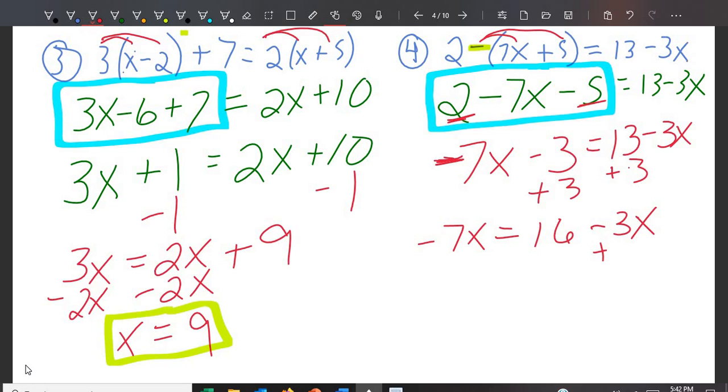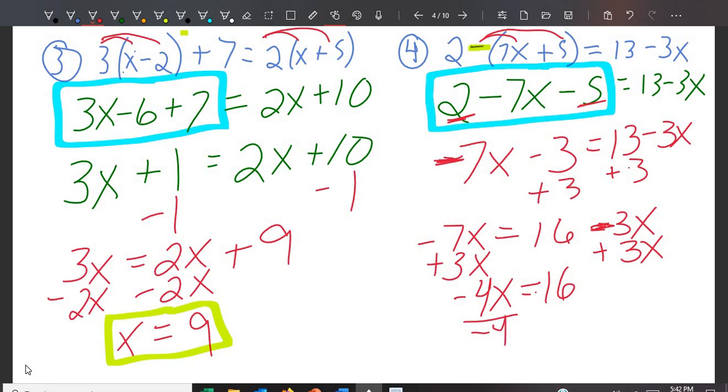I can move the 3 over by adding 3 to both sides. Remember, when you're doing equations, you do the opposite. Since there's a minus here, I have to add to both sides. Combine that, we'll get -4 equals +16.